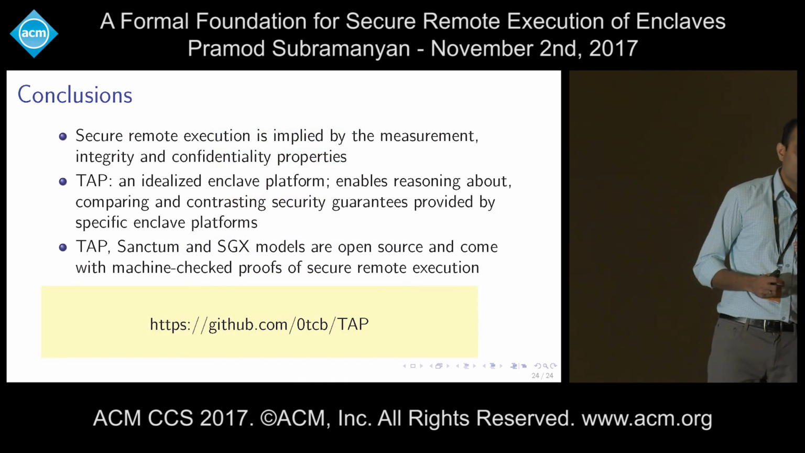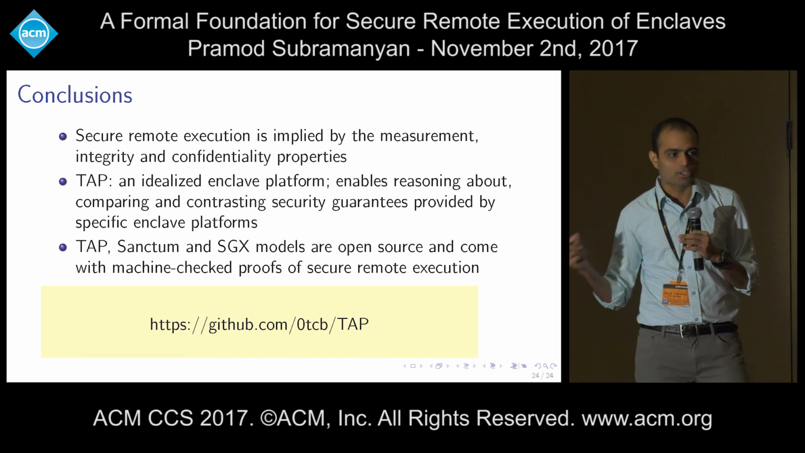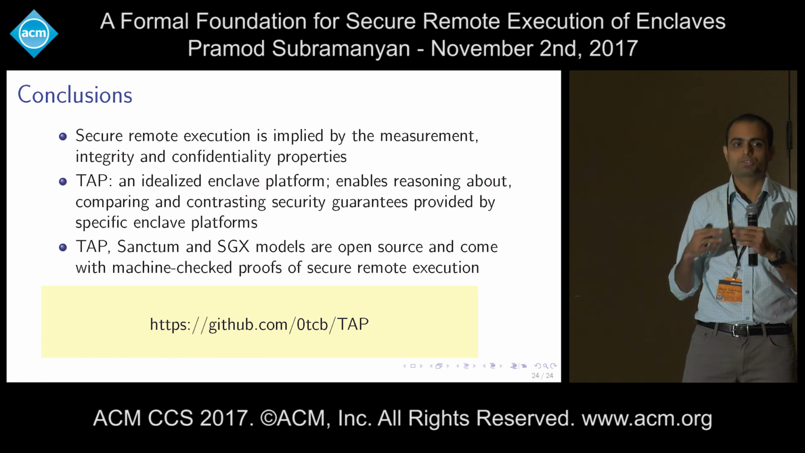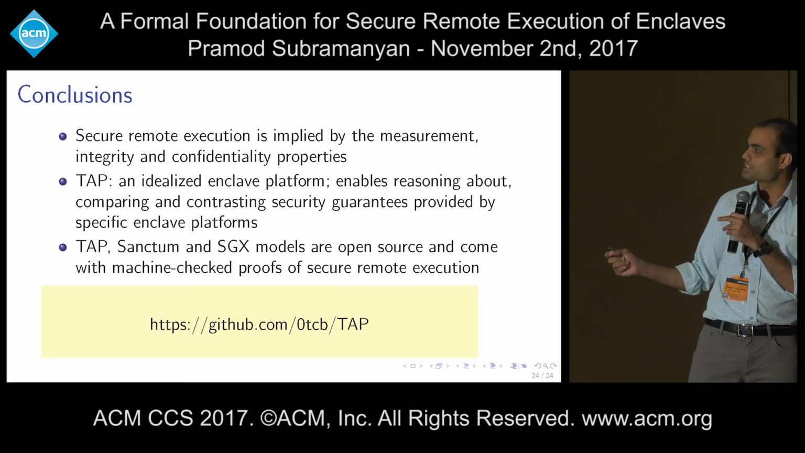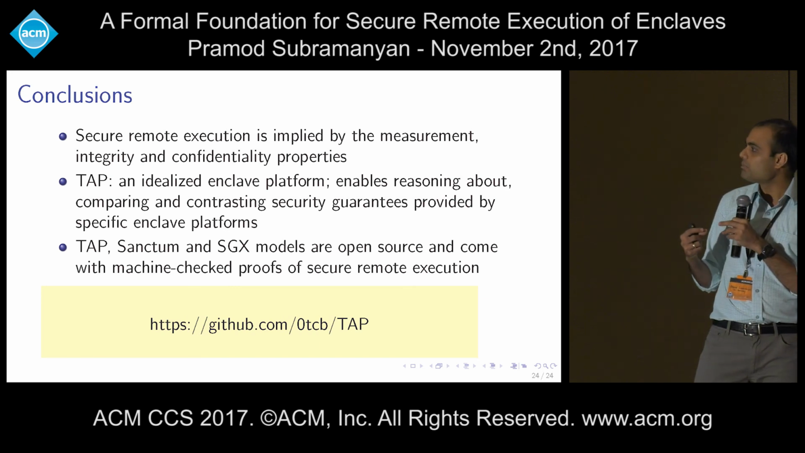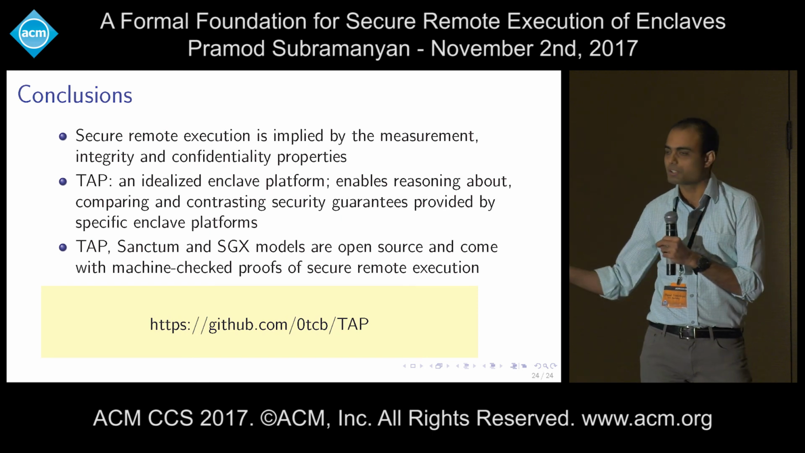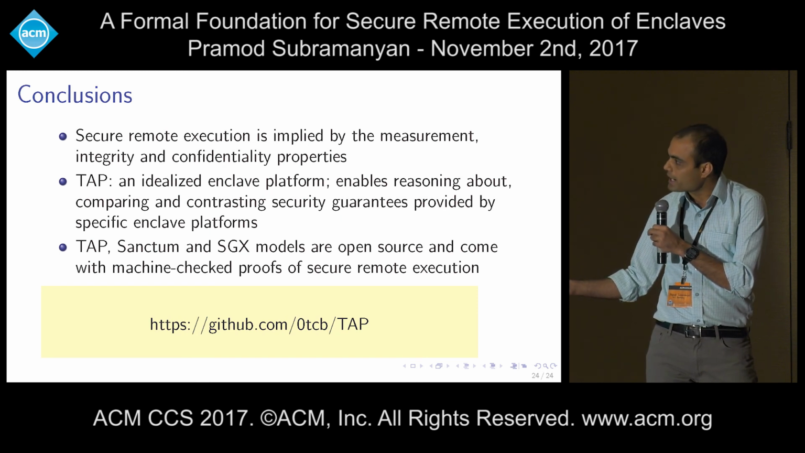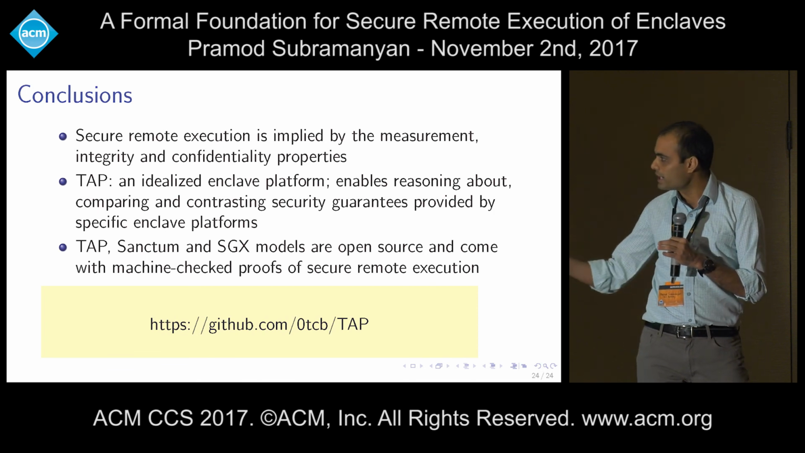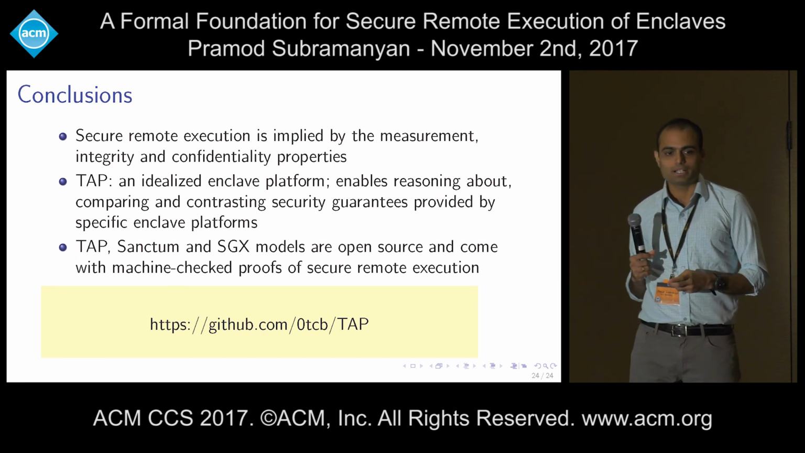So let me conclude. There are three big takeaways from this talk. The first one is this notion of secure remote execution, and this theorem that secure remote execution corresponds to these three properties of measurement, integrity, and confidentiality. The second is this idea of the TAP, which is an idealized Enclave platform, and lets you reason about security guarantees that specific Enclave platforms provide, because you can think about different adversaries in the TAP. And finally, we have our models of the TAP, Sanctum, and SGX, and these are open source, and they come with these machine-checked proofs. So I encourage you to check them out and run those proofs yourself.